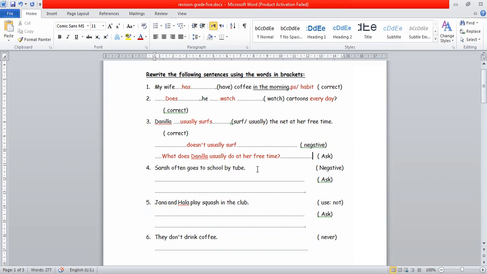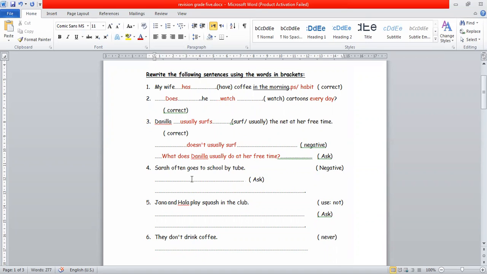Okay, first I want to make it negative. What is the first thing I have to look at in the sentence? Sara doesn't. Okay. Often. Yes. Doesn't often go to school by tube. Okay. Sara doesn't often go to school by tube. Why do you put here doesn't? Because doesn't is a helping verb. Okay, why don't I use don't?